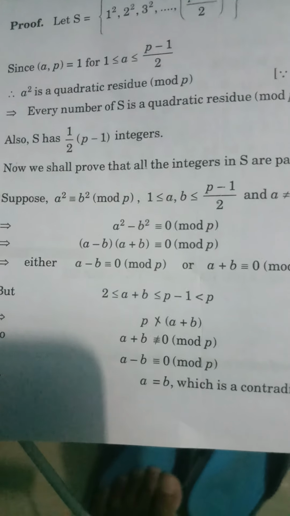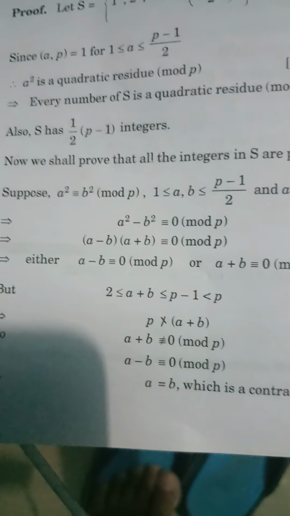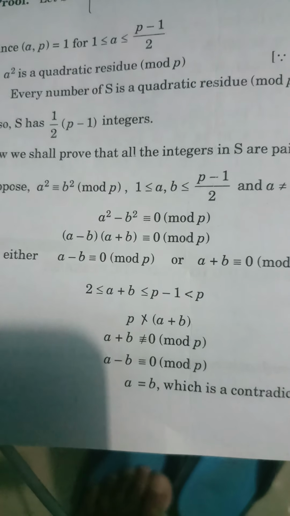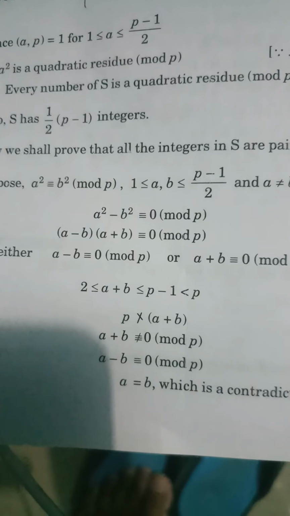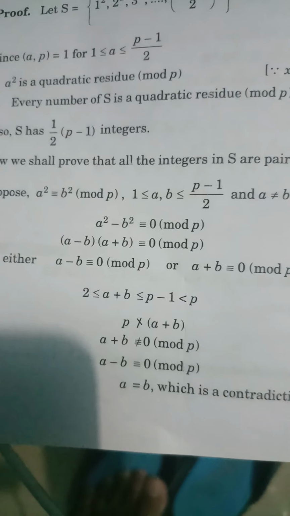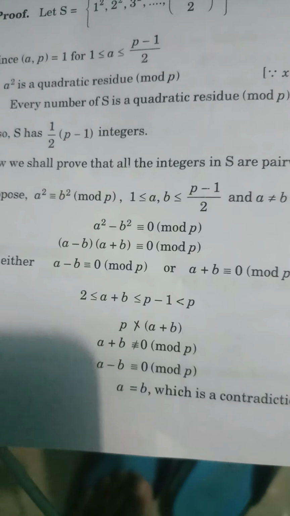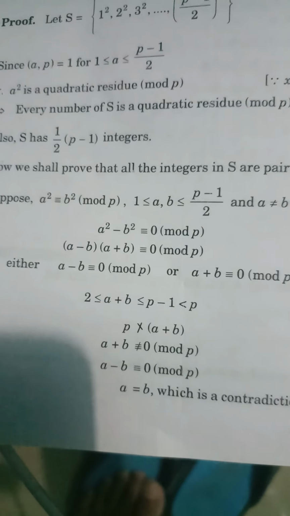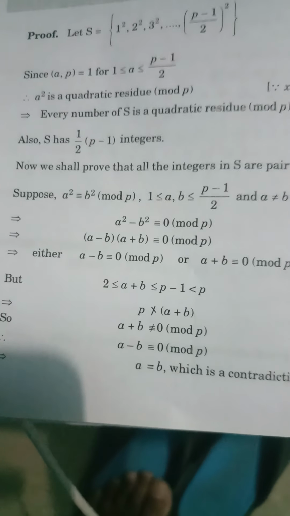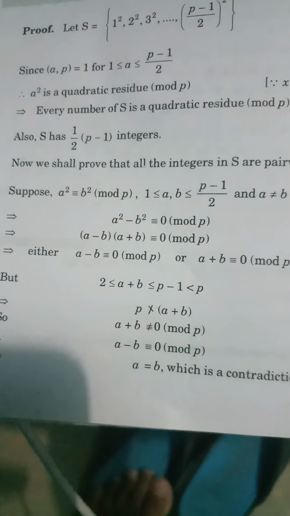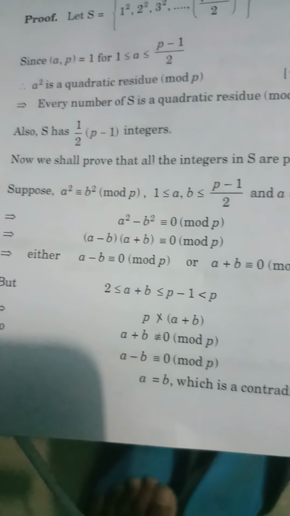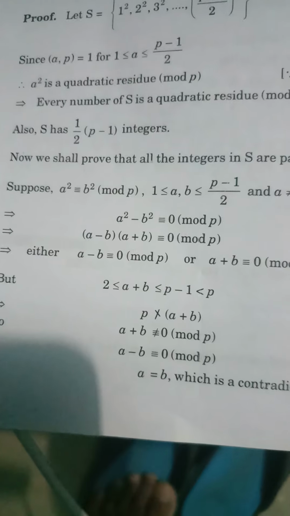But 2 is less than or equal to a plus b, which is less than or equal to p minus 1, which is less than p. So a plus b lies between 2 and p minus 1, less than p. This implies p does not divide a plus b. So a plus b is not congruent to 0 mod p.